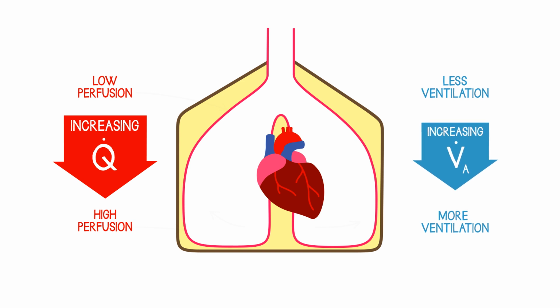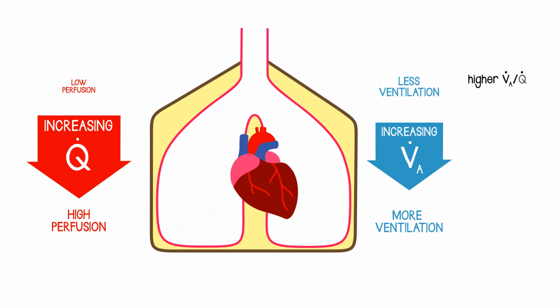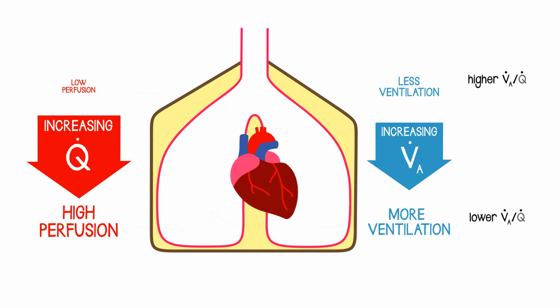At the top of the lung, ventilation is reduced, but perfusion is reduced more. And what that means is that the overall ratio is higher than it would otherwise be. At the bottom of the lung, ventilation is increased, but perfusion is increased relatively more, and that means the ventilation-perfusion ratio is lower than it would normally be.